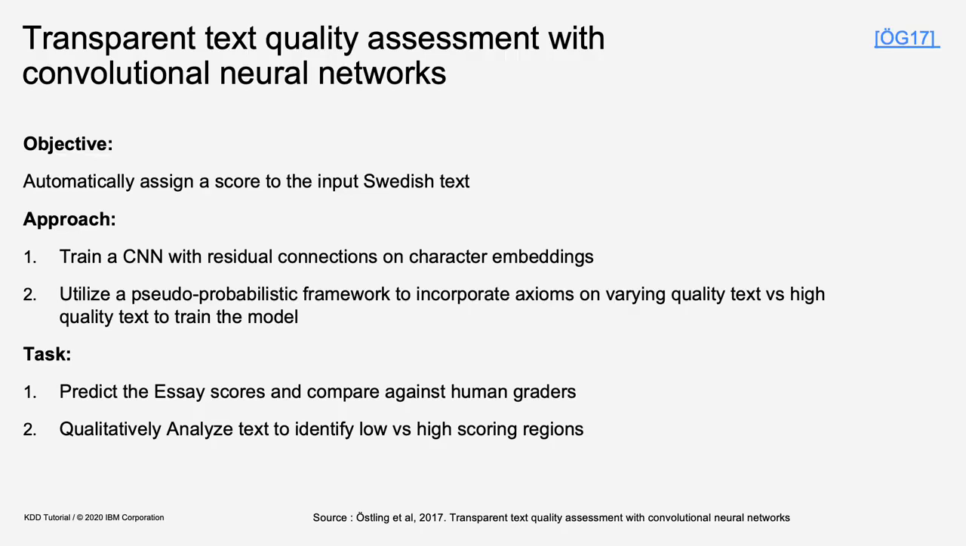The approach they take is to train a convolutional neural network model on character embeddings. The way they got around the need for a standard marking scale is to train the model by employing a pseudo-probabilistic framework to incorporate intuitive axioms on low-quality text and high-quality text. They showcase their results for the task of essay scoring, predicting against human graders, and qualitatively analyze to identify low versus high scoring regions in the input text.